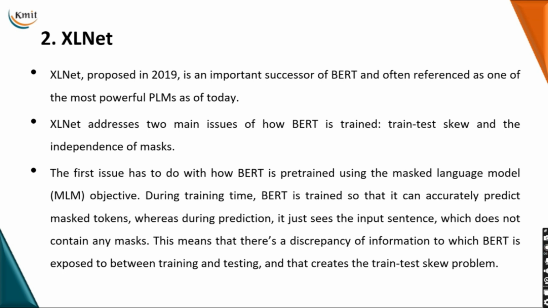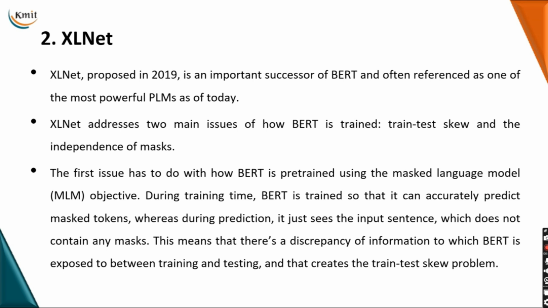We have problems with the BERT model. One of the problems is train-test skew, and the other is independence of masks. Those two disadvantages of the BERT model are addressed by the XLNet model. Hence we say this is the most important successor of BERT. According to the survey, XLNet improves upon BERT on 20 different tasks. When we talk about different architectures, XLNet shows much improved performance on 20 different tasks as per the experiments that have been done.